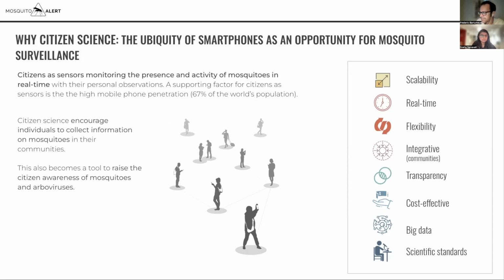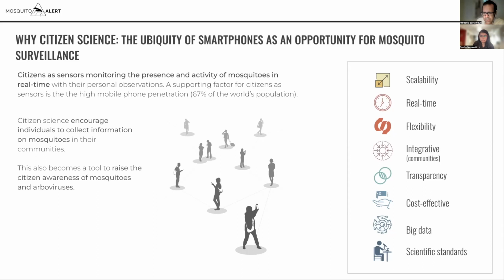We also collect information about their life, that they live in the water as larvae, and this is a very important moment of their life where we can take actions to control the populations. So mapping these breeding sites is also important. We can ask people to collect samples of mosquitoes and send them to us so that we can do some molecular analysis as well. And very important, we can communicate directly with citizens.